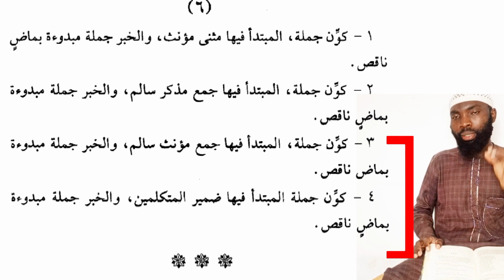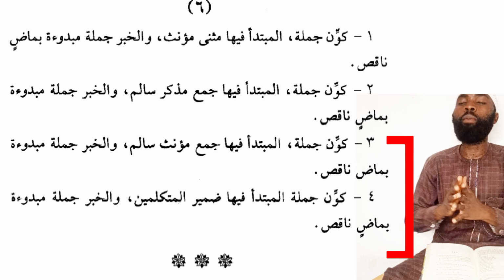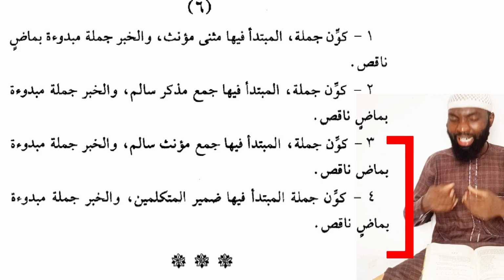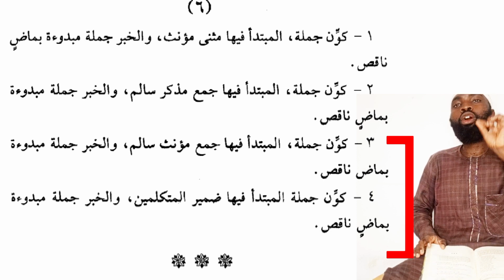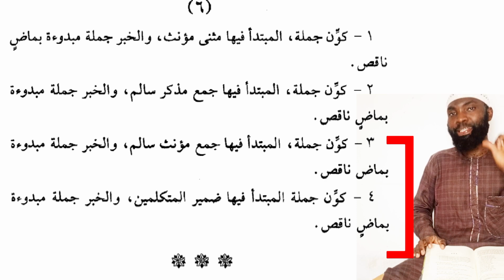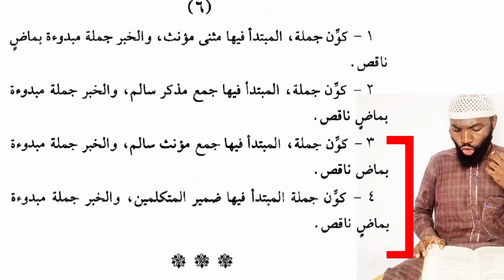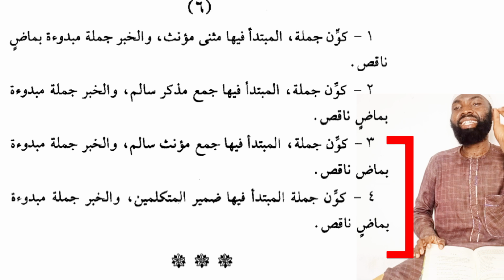Lastly, form a sentence where the mubtada is the pronoun for the speakers, the first person speakers. And the predicate should be a sentence which begins with a defective past tense verb, that is a past tense verb having a weak letter at the end.